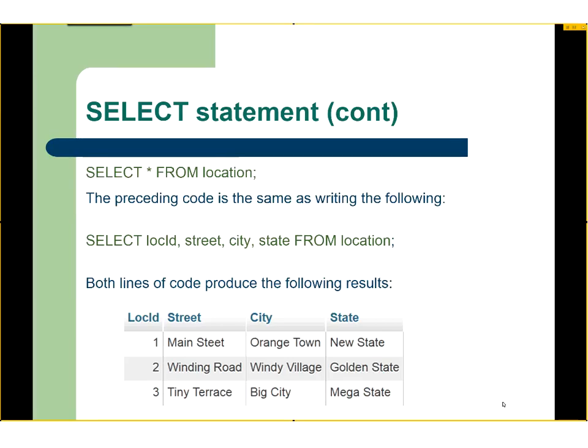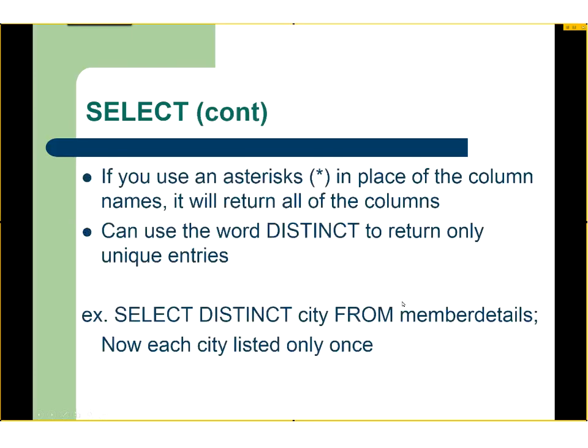A lot of these examples are coming from that films database that we have. And so notice the title at the top of these is the actual name of the column when the table was created originally. You can use that asterisk in place of the column names. It returns all of the columns. You can use the word distinct. Distinct only returns unique entities.